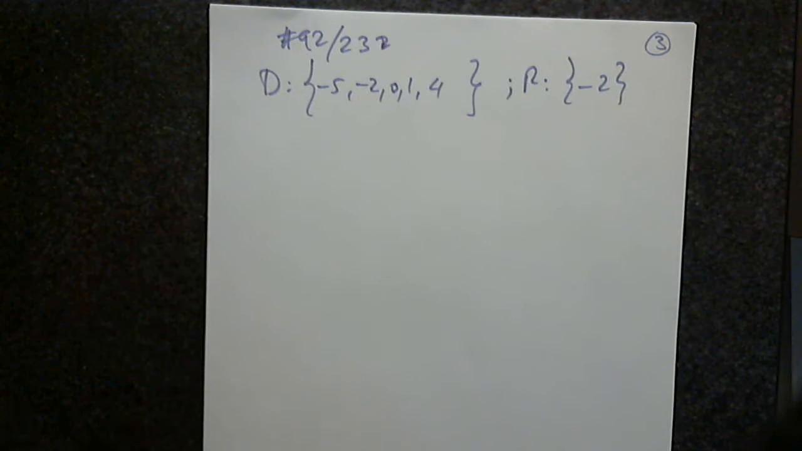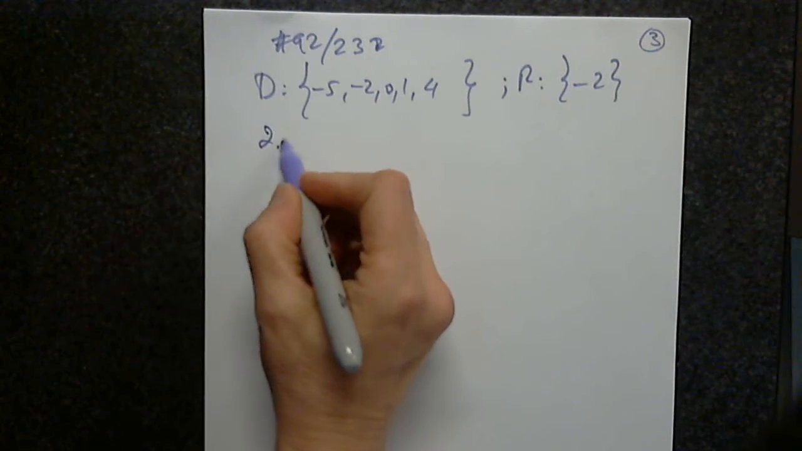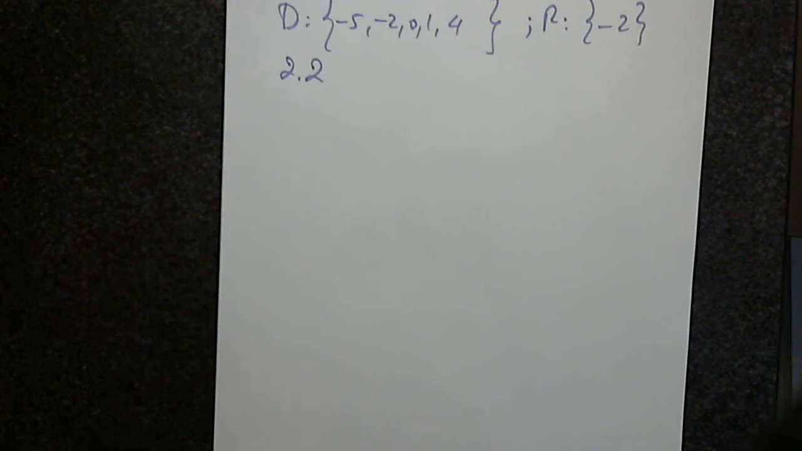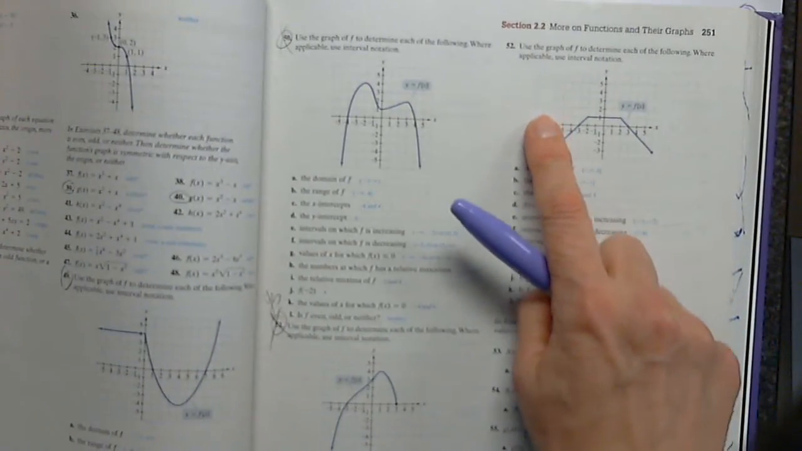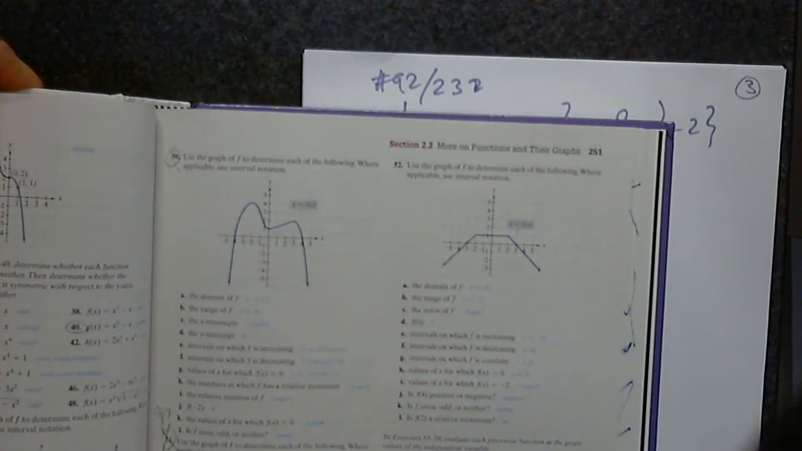Okay, we move on to 2.2. More information, more ideas about functions. And I want to go directly to problem 52. So let's see. Can we all see the graph? Yes? Okay. So what can I say about this function?